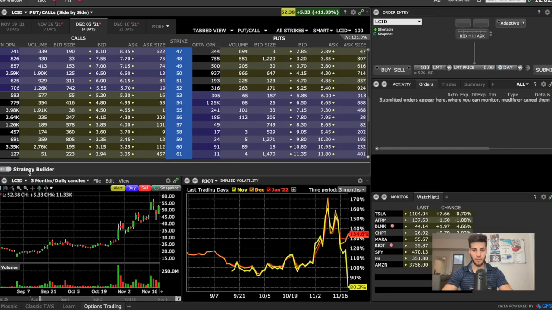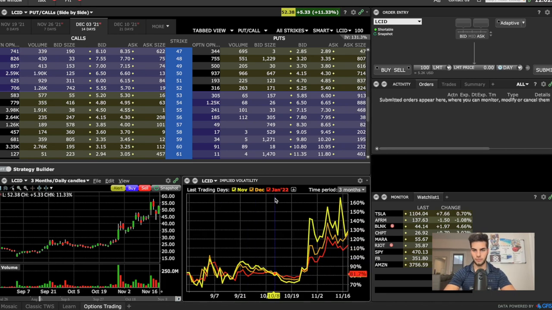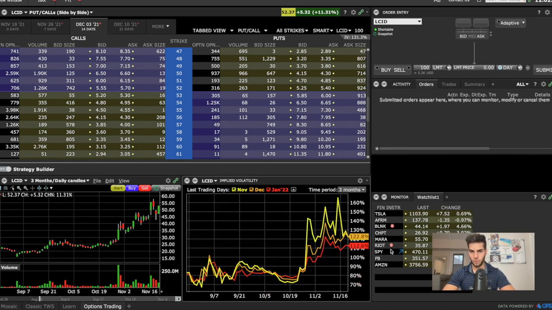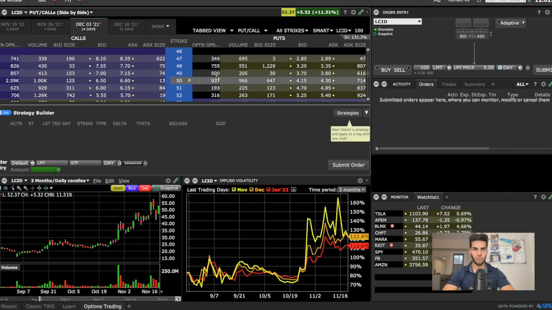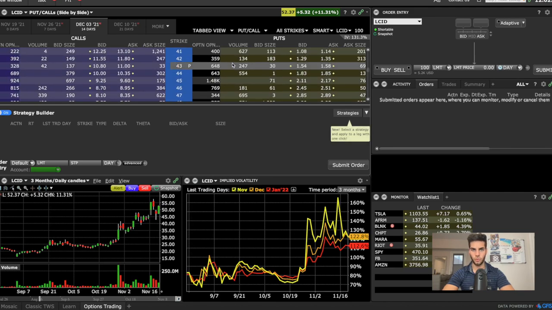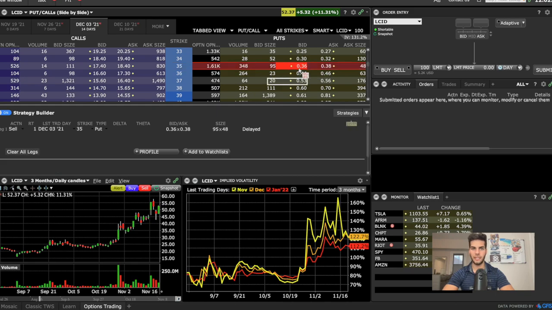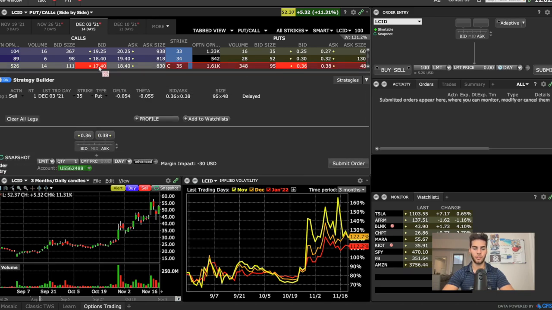So on LCID, we're on Interactive Brokers again. What you're seeing is if we type in the implied volatility for LCID, the December strike is in orange here. So December, the implied volatility is 122%, which is fantastic. We're going to turn the strategy builder on. And then what we're going to do is go to the 35 put. We're going to click sell leg. We get 36 cents per contract on that, which is about a 1% return because the strike is 35. So 36 cents on 35 is a 1% return, just so you know, for future reference.